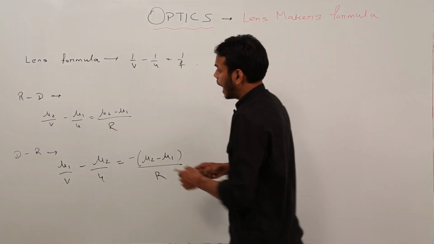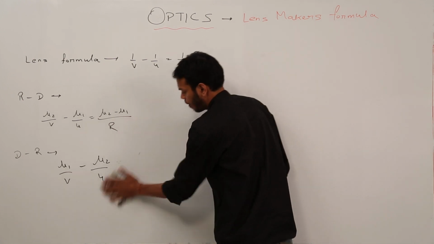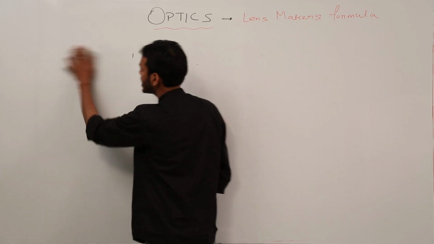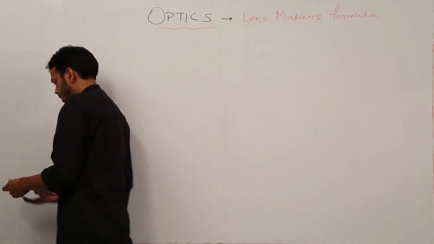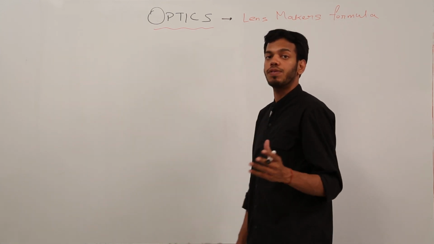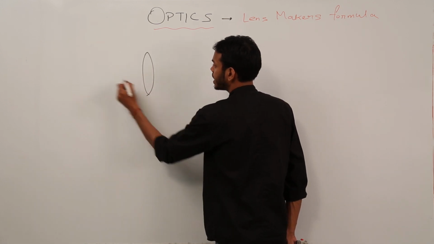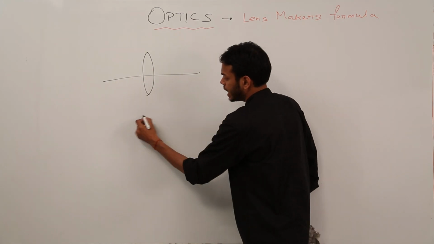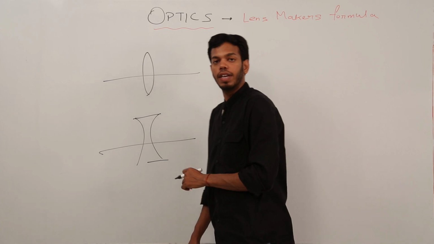Now, how to apply this formula? I'll make a diagram for denser to rarer, rarer to denser refraction from a lens. Let's take a biconvex lens today. What is a biconvex lens? Biconvex is just a name for confusion. Basically, the lens which is already known by the name convex lens is also called a biconvex lens. This is a biconvex lens or convex lens, and this is a biconcave lens or concave lens.